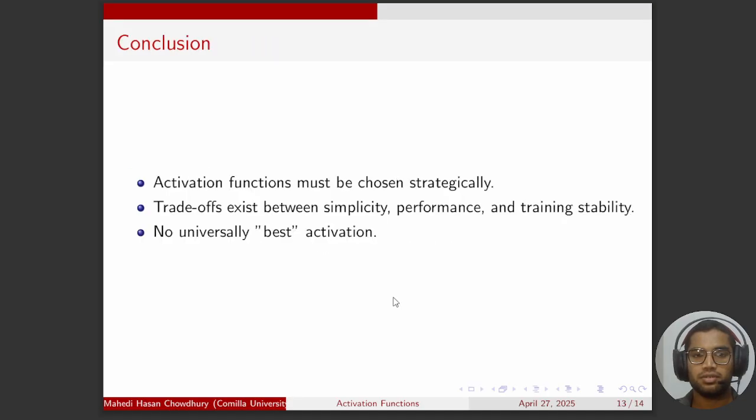Okay, so in conclusion, we can say that activation functions must be chosen strategically, as trade-offs exist between simplicity, performance, and training stability. So there is no universally best activation. It depends on the context and application to choose the right activation function.